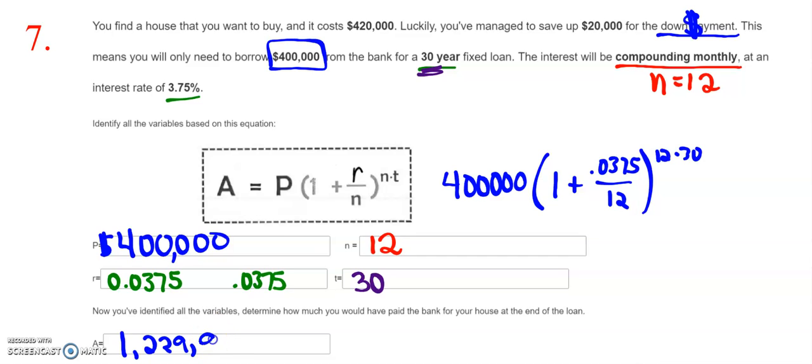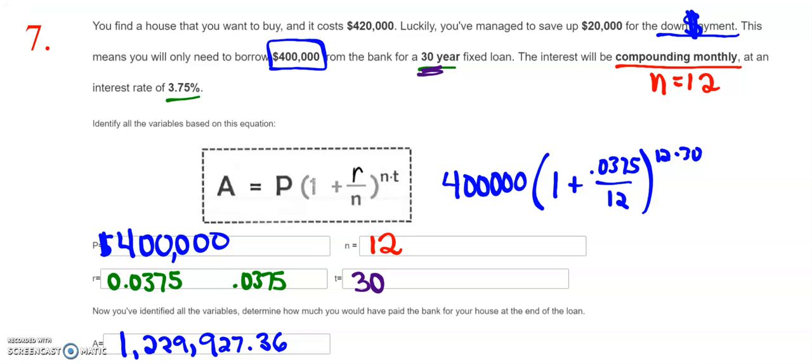1,229,927 and 36 cents. So you really only bought a house that was worth $420,000 and you ended up paying $1.2 million because of how the bank was charging you interest. This is why if you have cash on hand to buy stuff, it's better than having to take out a loan. And we're going to do more with that next week, going over those rates that we looked up before spring break.